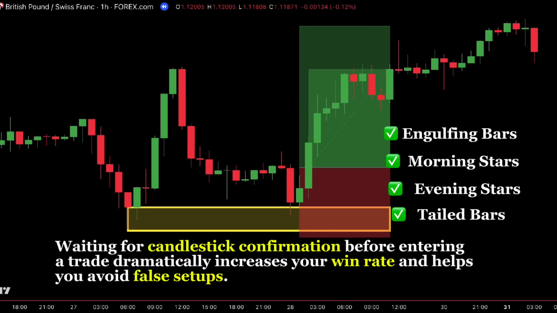Waiting for candlestick confirmation before entering a trade dramatically increases your win rate and helps you avoid false setups.